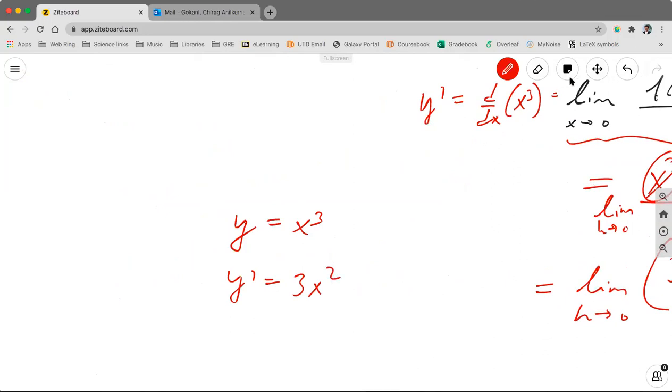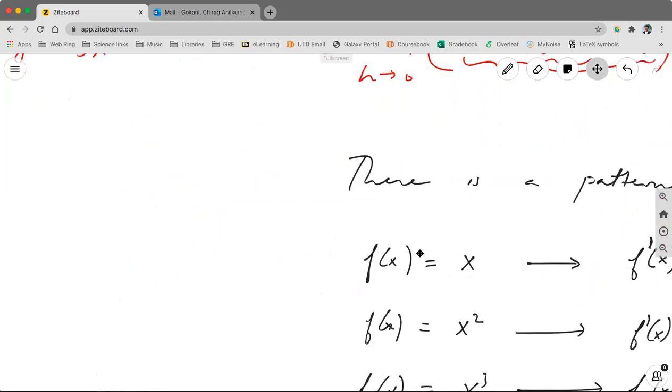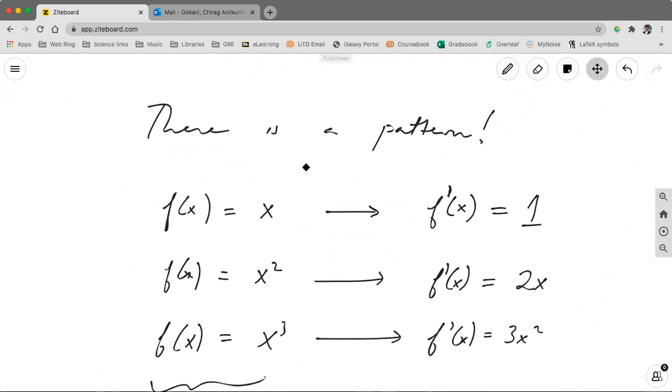Okay, and so now let's look at the three results we have. I'm saying that there is a pattern, and this is a summary of our results. The derivative of x is 1, the derivative of x squared is 2x, the derivative of x cubed is 3x squared. Can anyone tell me what the pattern is? The exponent goes to the left. Good, it becomes a coefficient. And what happens to the exponent itself? What happens to the exponent on x? It goes down by 1. Yes, exactly.